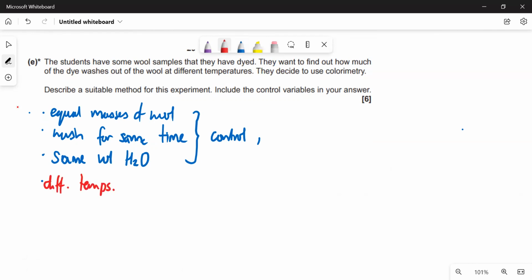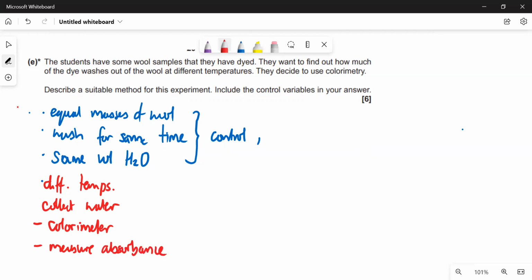Okay. And then they're going to collect the water that's been used for the washing, so filter out the wool. And now they're going to have to analyze that water in a colorimeter. They're going to measure the absorbance of those samples. But how do we relate that absorbance to an actual concentration of dye? Well, they need to make up a calibration curve.